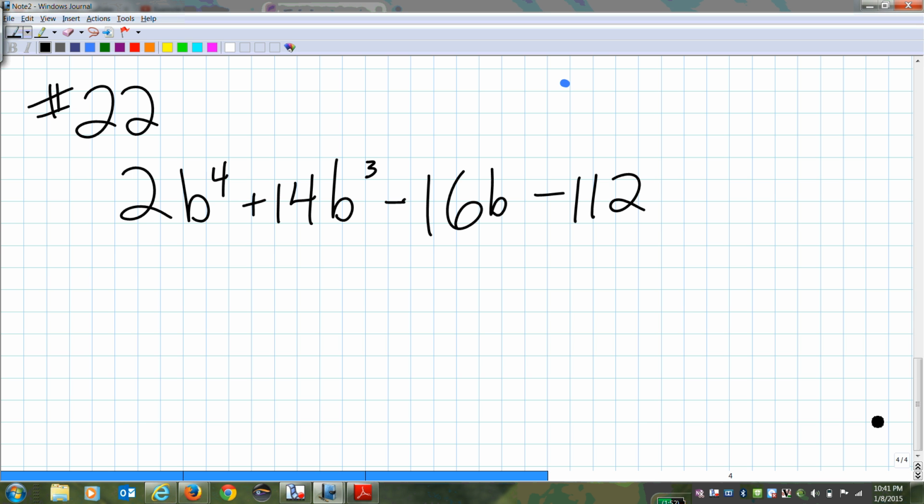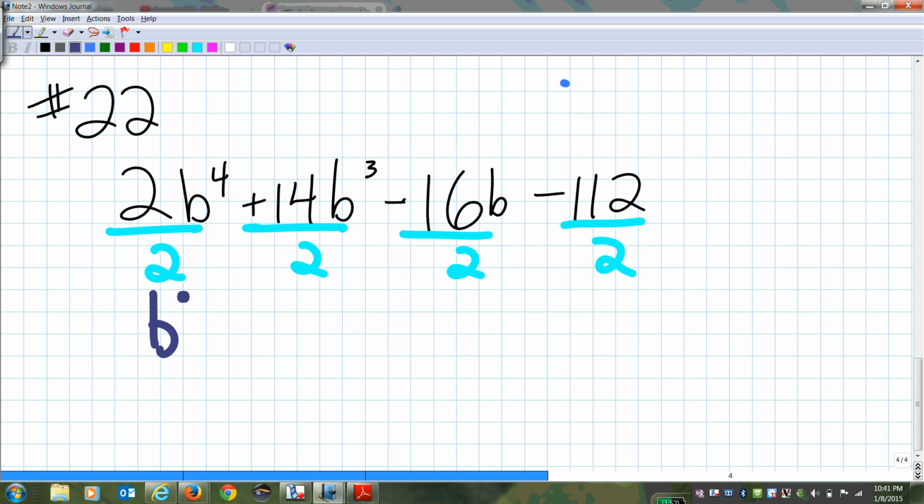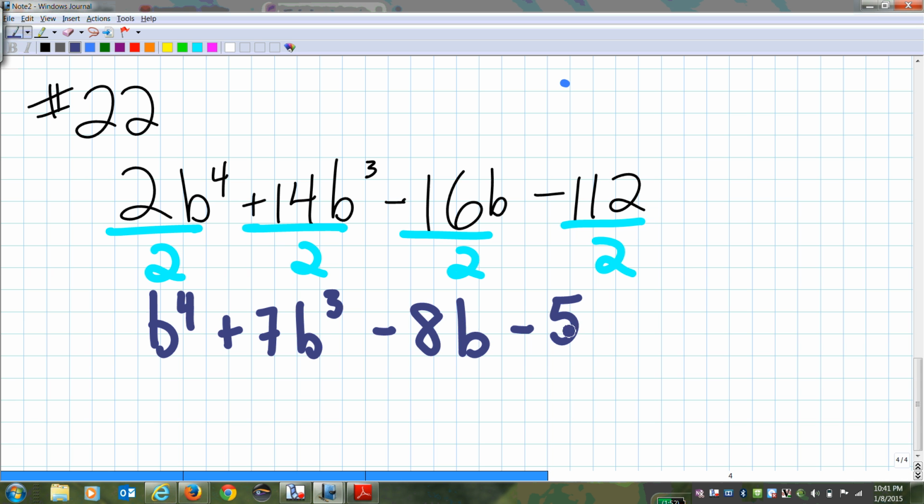So 22, what you should immediately notice is that there's a factor of 2 in everything. So step 1 is to literally just take 2 out of everything. So this ends up being b to the fourth plus 7b to the third minus 8b minus, and then 2 goes in there, 56. Now this one we're going to do by grouping.